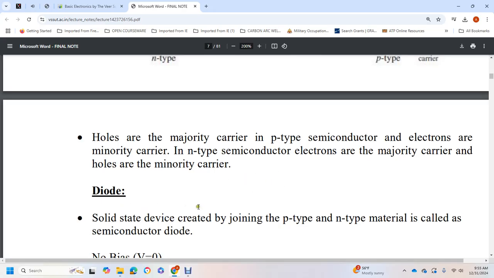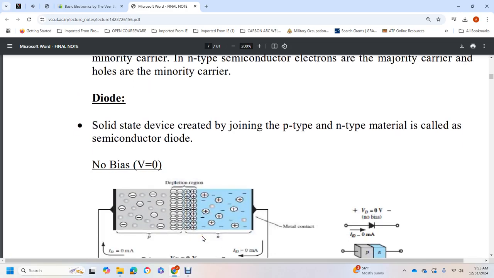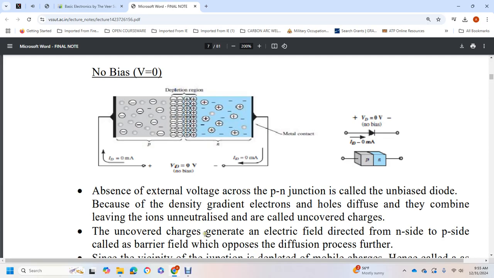A diode is a solid-state device created by joining P-type and N-type material, called a semiconductor diode. No bias, V equals 0. The absence of external voltage across the P-N junction is called the unbiased diode. However, because of the density gradient, electrons and holes diffuse and combine, leaving the ions unneutralized. They are called uncovered charges.